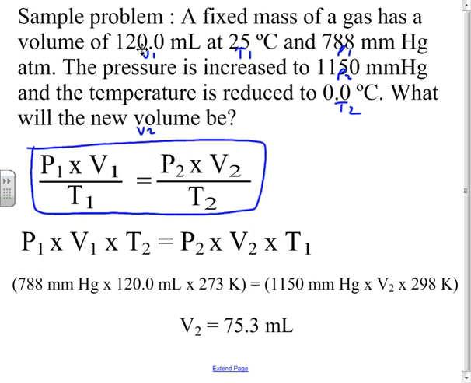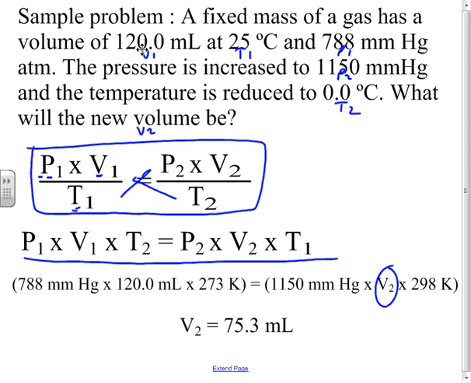It shows an inverse relationship of pressure and volume. It shows a direct relationship between pressure and temperature and a direct relationship between volume and temperature. If you want to simplify this equation, you can cross multiply first, giving you this form of the combined gas law. And then you can simply substitute in the problem's values given. We want to solve for V2 in this particular problem.